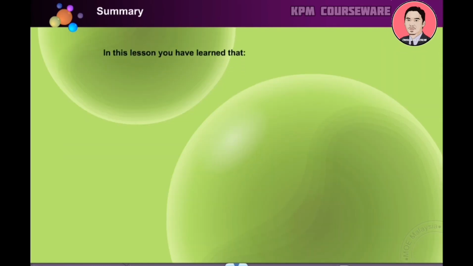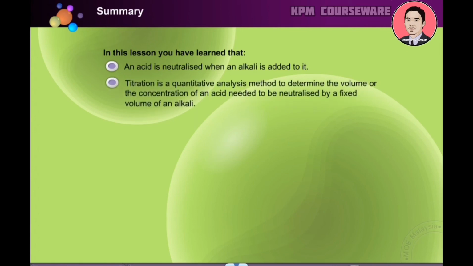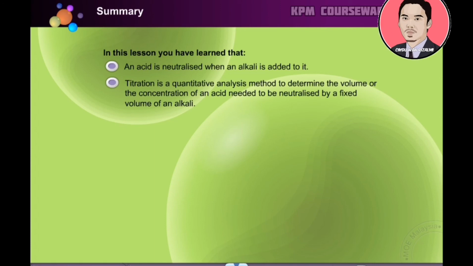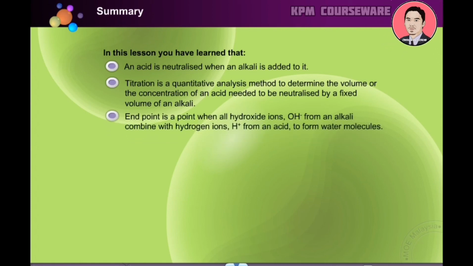Key in your answer. In this lesson, you have learned that an acid is neutralized when an alkali is added to it. Titration is a quantitative analysis method to determine the volume or the concentration of an acid needed to be neutralized by a fixed volume of an alkali. Endpoint is a point when all hydroxide ions from an alkali combine with hydrogen ions from an acid to form water molecules. There are three methods to determine the endpoint of titration.